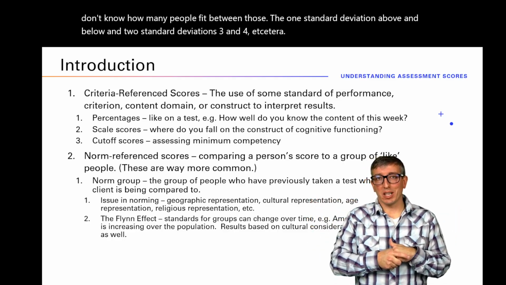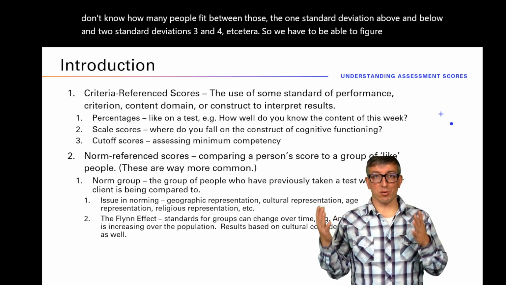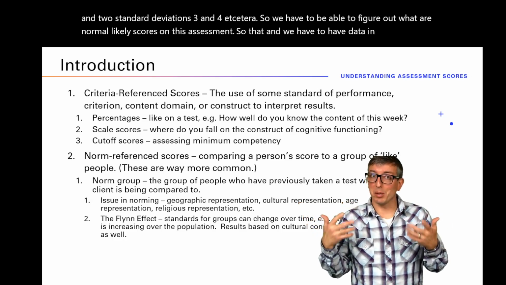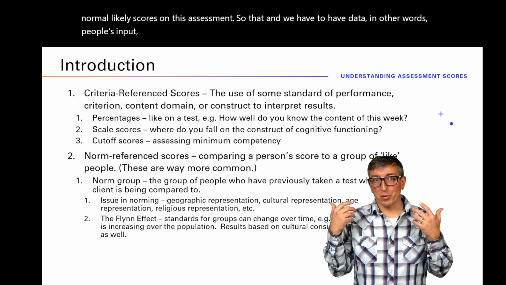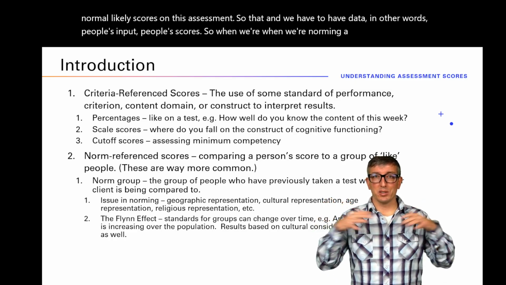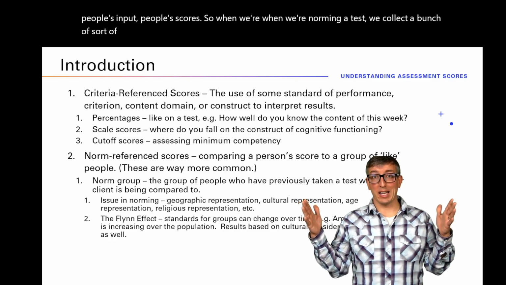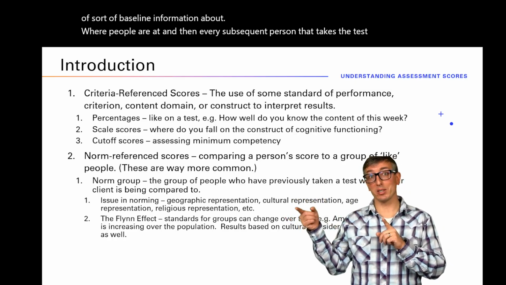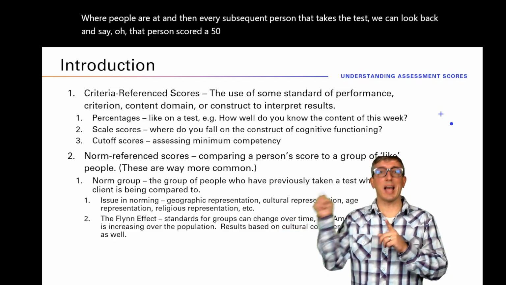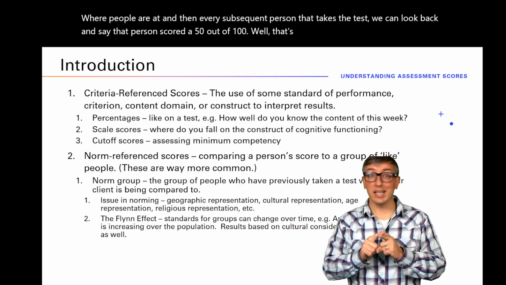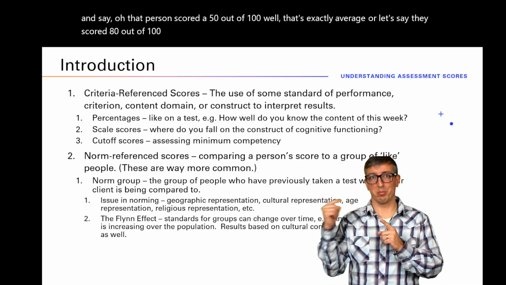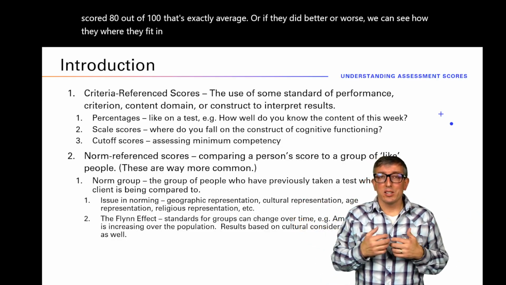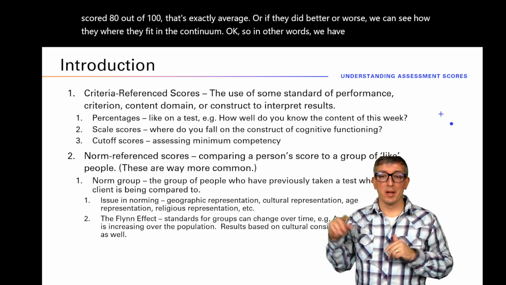So we have to figure out what the normal, likely scores are on this assessment, and we have to have data. In other words, people's input, people's scores. When we're norming a test, we collect a bunch of baseline information about where people are at, and then every subsequent person that takes the test, we can look back and say, oh, that person scored a 50 out of 100. Well, that's exactly average. Or let's say they scored 80 out of 100. That's exactly average. Or if they did better or worse, we can see where they fit in the continuum. Okay. So in other words, we have to have a baseline.